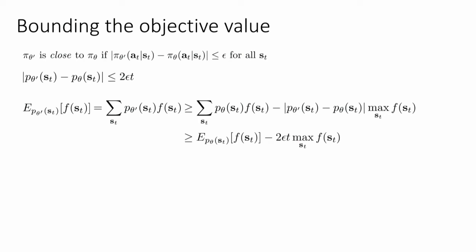So now we know that for any function f of st, we can bound its expectation under p theta prime by its expectation under p theta minus 2 epsilon t times the maximum value that that function takes on. And this is actually useful to us because if epsilon is very, very small, this second term might be negligible.